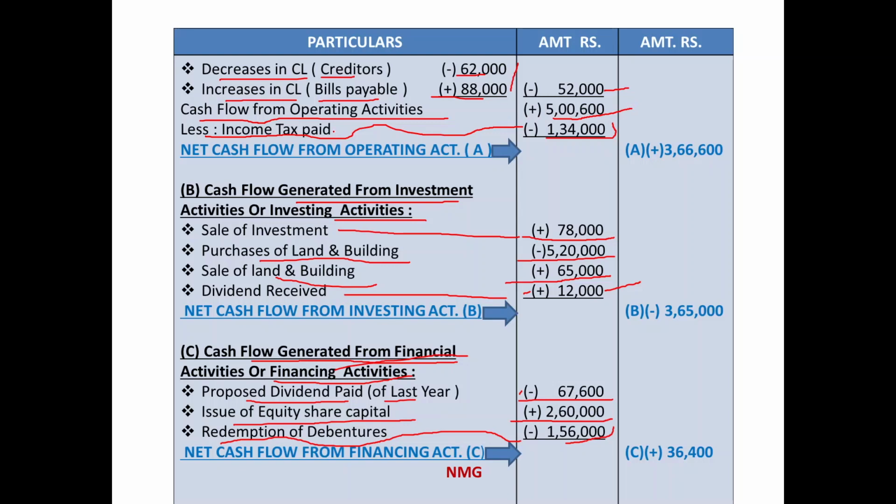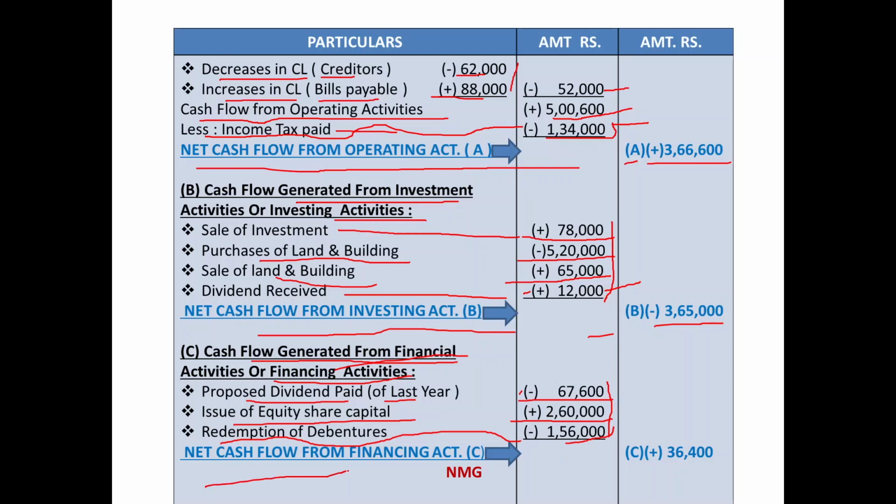Less income tax payment, pending item, you know, we already reported it. Income tax paid minus 1,34,000. That gives the final answer of net cash flow from operating activities A plus 3,66,600. Total of B, investing activities, 4 items, and the total of net cash flow from investing activities B minus 3,65,000. See, cash flow from financing activities, 3 items are there, and net cash flow from financing activities C plus 36,400. Final picture.